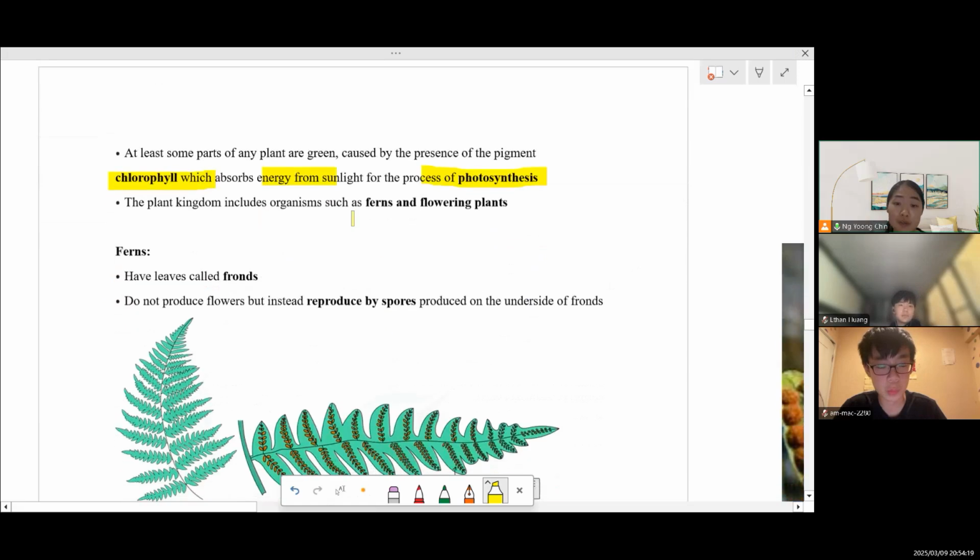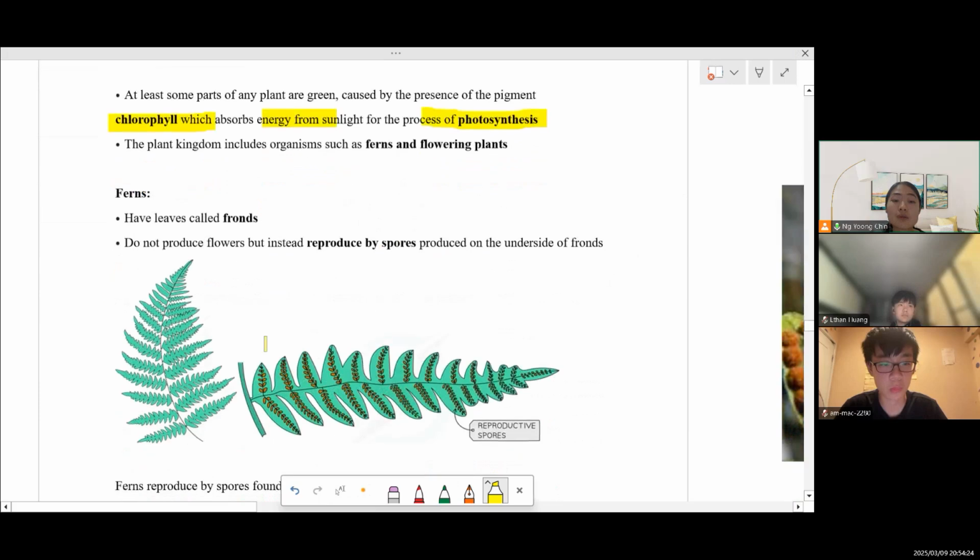So you have flowering and non-flowering plants. Usually the non-flowering plants are referred to as ferns. Because you can see the fern, do you see any flower? Yeah, they don't have flowers, right? Fern is a non-flowering plant.